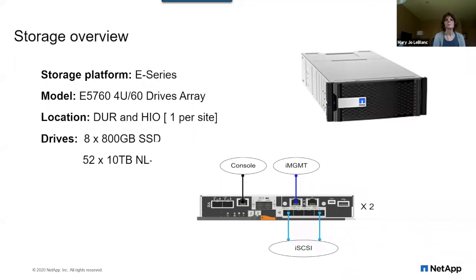For those of you who are not familiar with E-Series, E-Series always comes with two heads, controller A and controller B. Each controller head has two iSCSI connections that the servers use to communicate with the E-Series. Also, there's a management interface that you use to manage your E-Series, and there's the console that you can use to troubleshoot your E-Series in case you cannot get to the management interface.